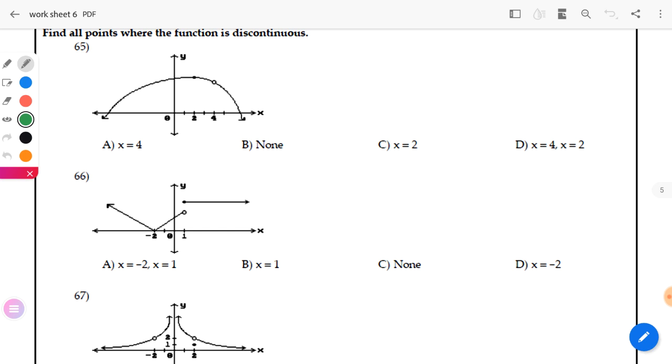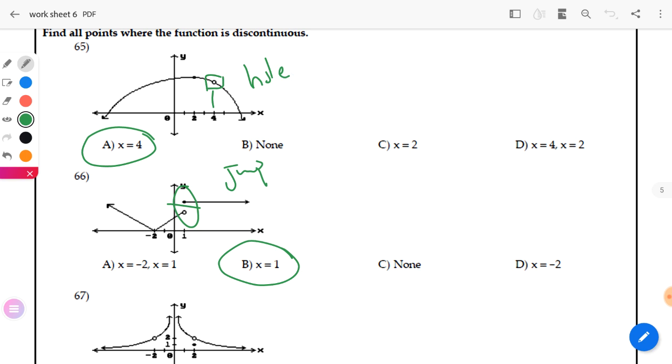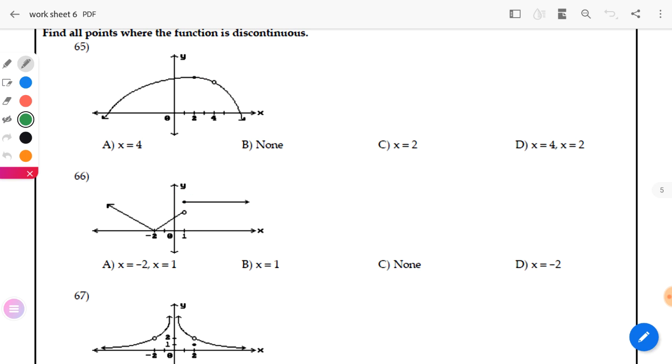Here at 4, as you see, we have what? A hole. So the function is discontinuous. Here we have a jump, an interruption, a cut. We have a cut or broken part in the curve of the function. Discontinuous at x equals 1, since the limit does not exist. Here we have a jump. Here we have a hole. I think it's easy.